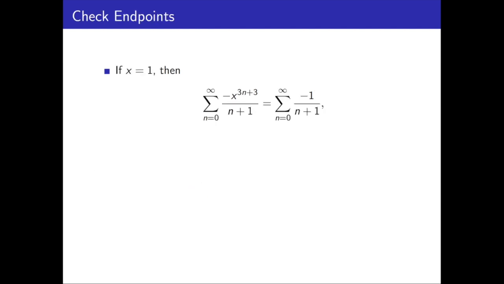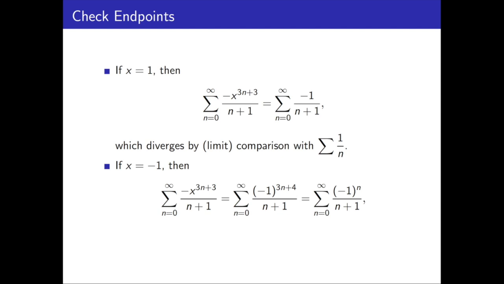So if x equals 1, we'll substitute x equals 1 into the sum. We get negative 1 over n plus 1. So we can look at the series, the sum of 1 over n plus 1. This is just the negative of that. And we can use the limit comparison test with the series 1 over n, and that will tell us that it diverges. It has the same behavior as the harmonic series.